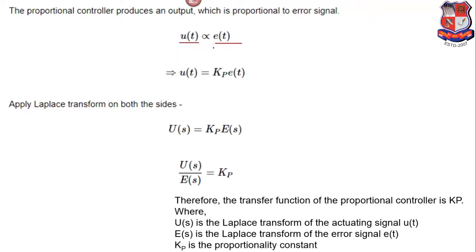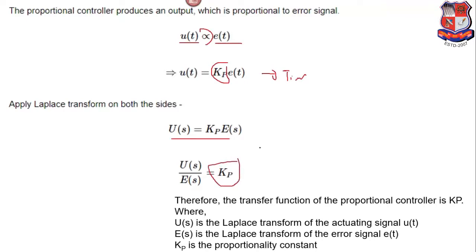Now we have to simplify that. We have to remove this proportionality by using a proportional constant coefficient. We can see that with proportional coefficient Kp, u(t) is equal to Kp e(t). Now this is in the time domain, so we define it in the form of t. Now we take the Laplace transform, so we convert the time domain into the frequency domain. So we capitalize this: U(s) is equal to Kp E(s).